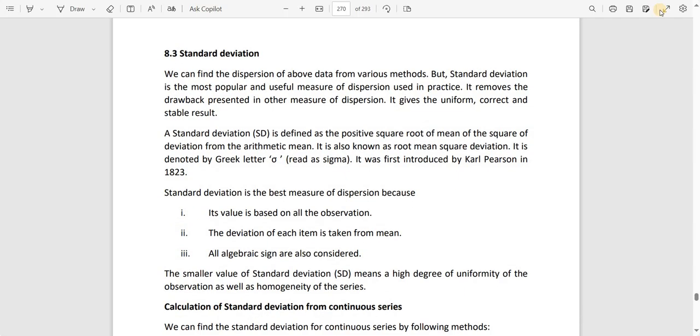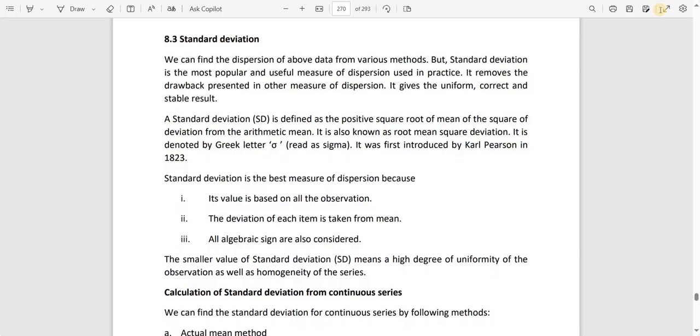The standard deviation is defined as the positive square root of the mean of the squares of deviations from the arithmetic mean. It is also known as the root mean square deviation. It is denoted by the letter sigma. It was first introduced by Karl Pearson in 1892.